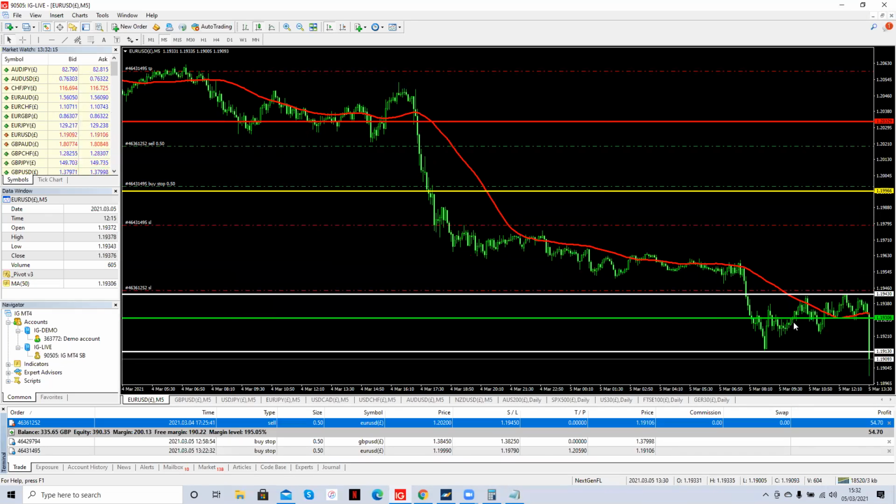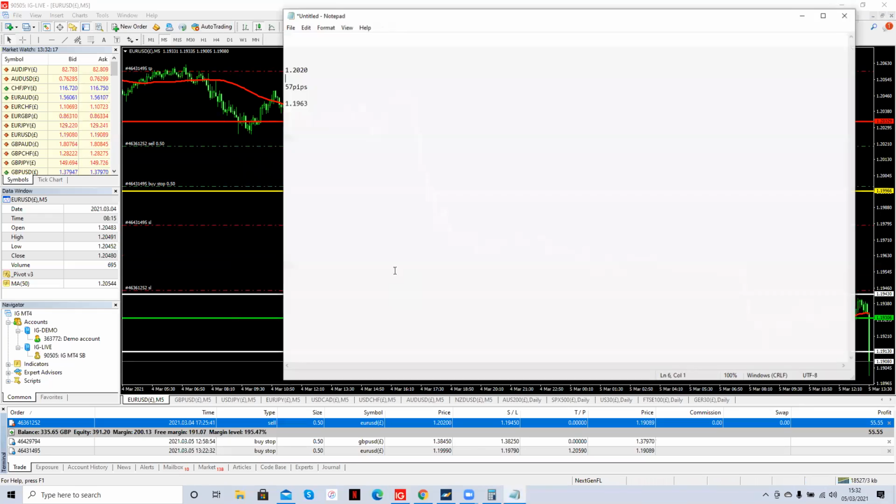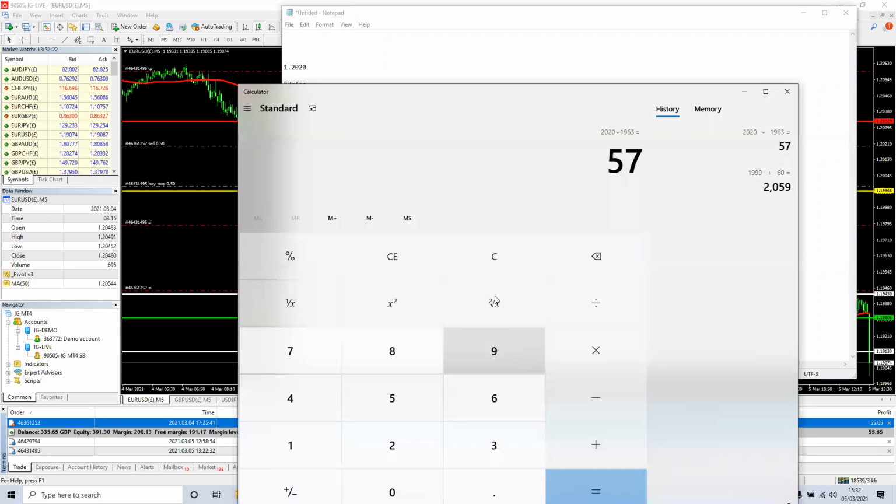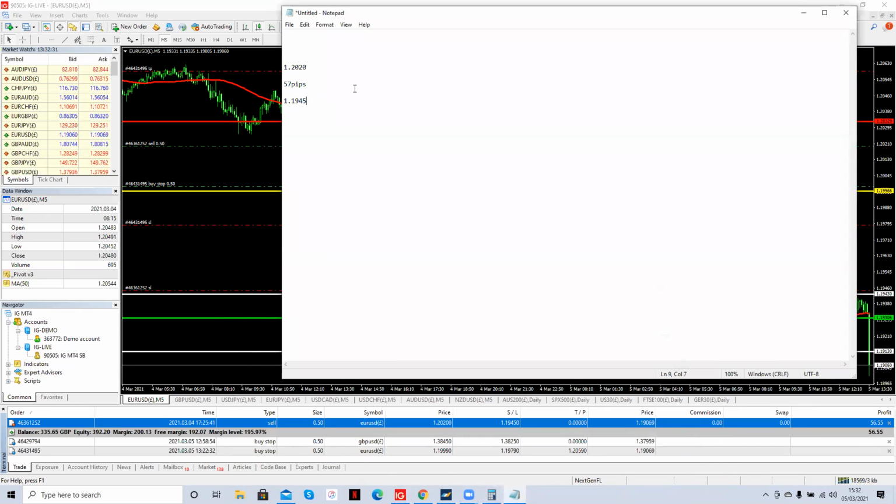So if the market goes back up now, I've locked in how much? 1945. So that's 2020 minus 1945. So I now have 75 pips.